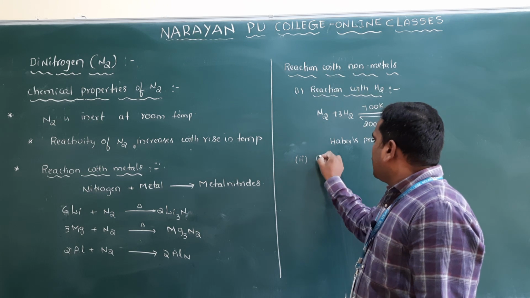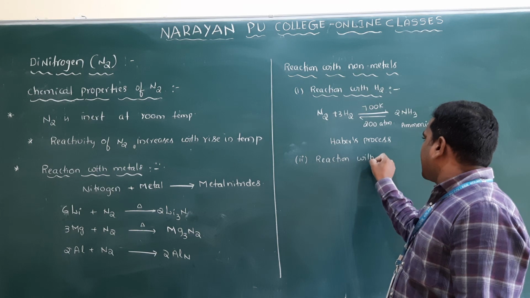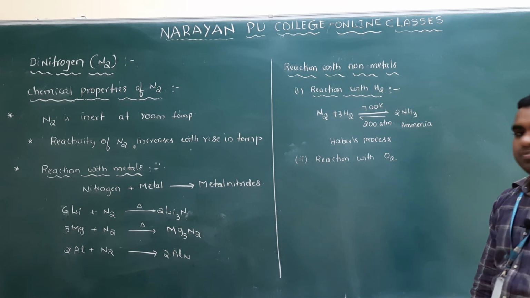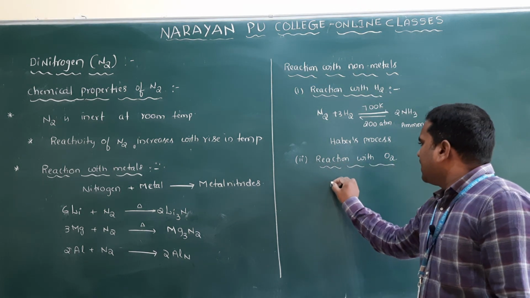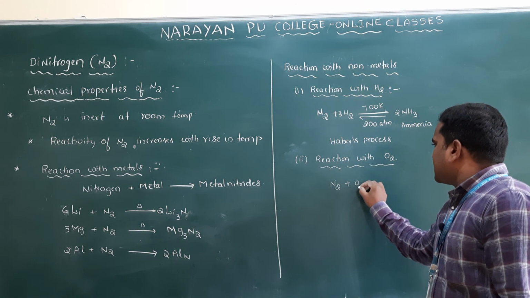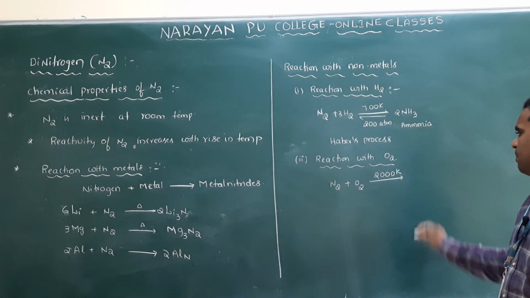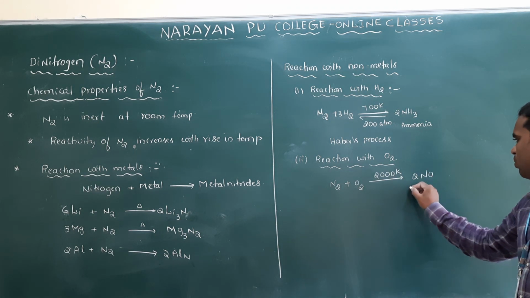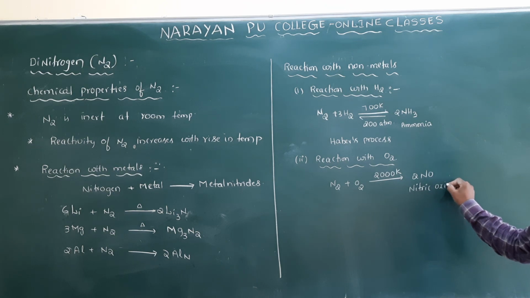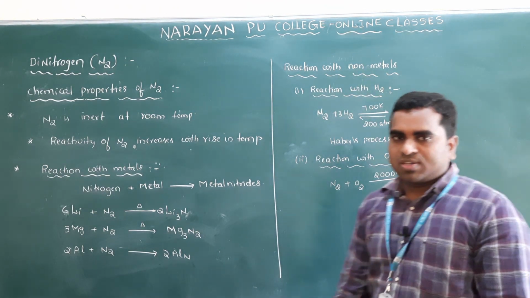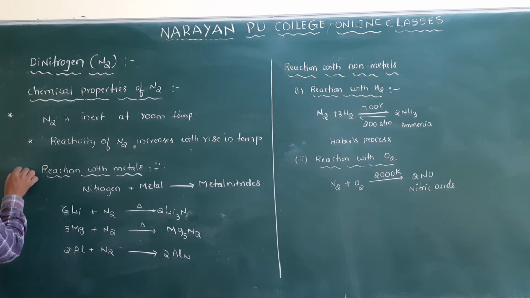And the second one is reaction with oxygen. Reaction with what is it here? Oxygen. Clear? So, reaction with oxygen, what compound will you get? Nitrogen and oxygen react at very high temperature, 2000 Kelvin, and you will get NO. What is NO here? Nitric oxide. This is what we will call nitric oxide. Clear?